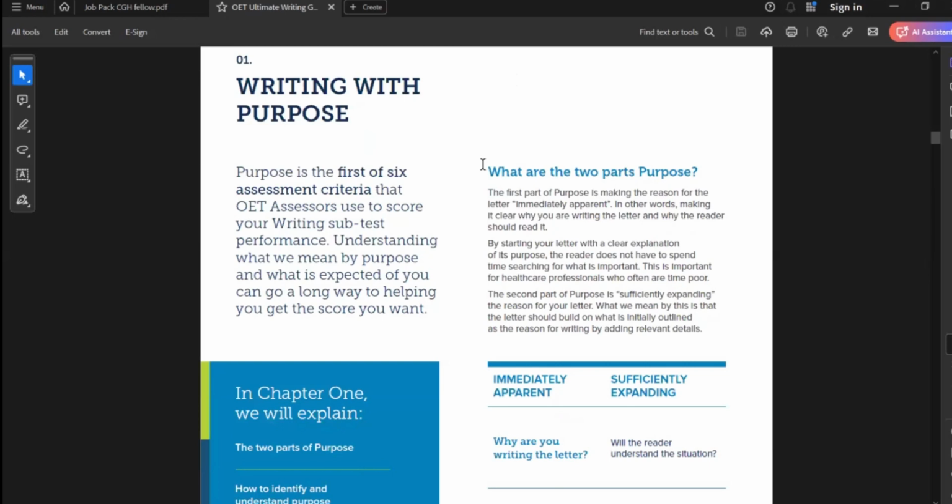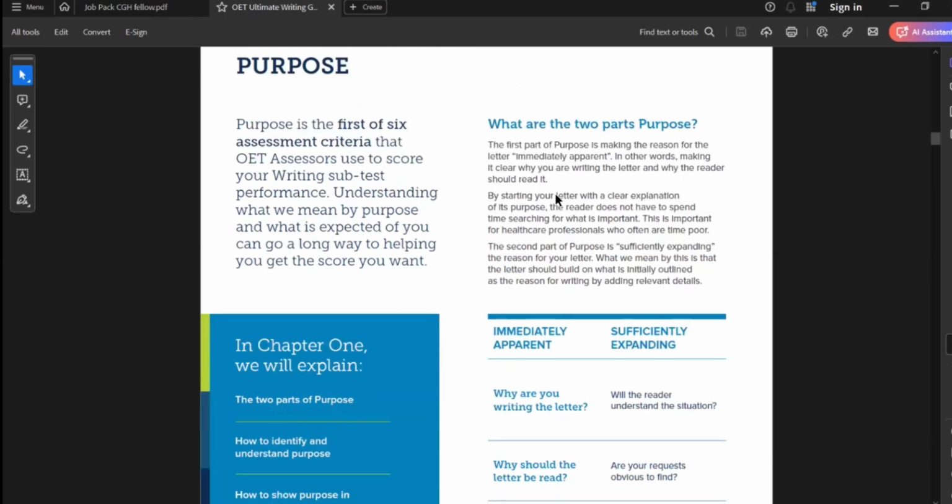Okay, so writing with purpose. What we are seeing is the two parts of purpose. The first part of purpose is making the reason for the letter immediately apparent. In other words, making it clear why you are writing the letter and why the reader should read it. As I mentioned, in the first paragraph you should mention that I'm writing this referral letter or discharge letter or update letter in the first line, so the reader should know what kind of letter this is and why he is reading that letter.